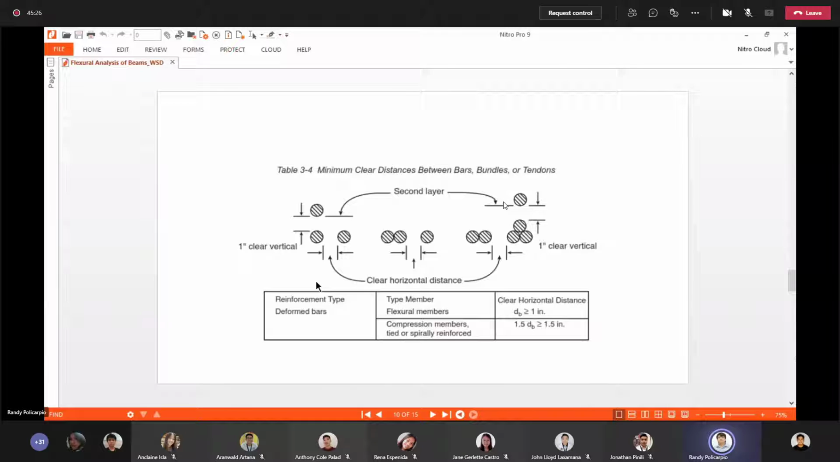Now, common 3/4 ang ginagamit na size ng bato. So, 25 millimeters is enough para mag-pass through yung bato, no? Okay, now, that is for flexure member.